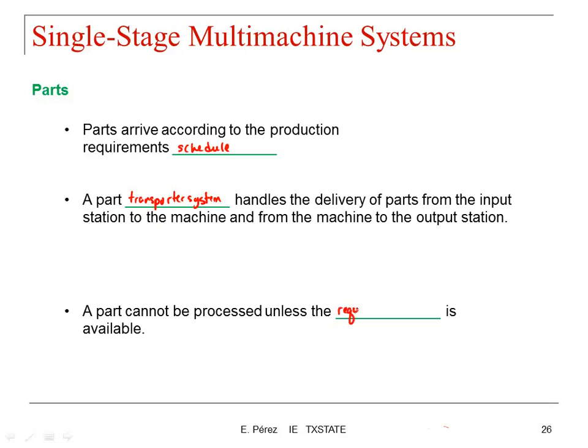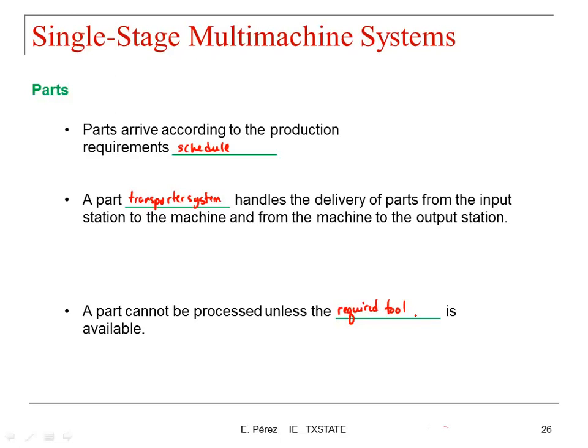A part cannot be processed unless the required tool is available. So you can imagine the amount of computer code that is needed first to provide the schedules that you need based on the requirements from your client. You have to come up with a good schedule. You're going to have to program a good algorithm to find what's the best schedule for the production that you are supposed to provide for your client.